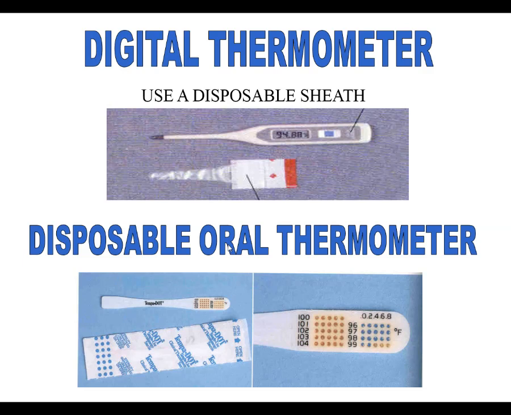There are disposable oral thermometers, and basically what happens to them is they turn blue. Like that one has an orange coloring, and it will turn blue to help you read the temperature. Some of them are blue and they turn red, but it will basically change color to tell you what temperature it is.